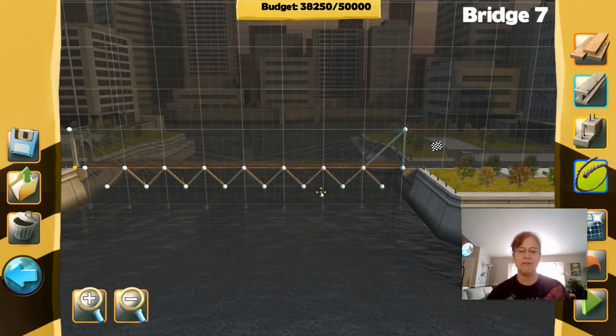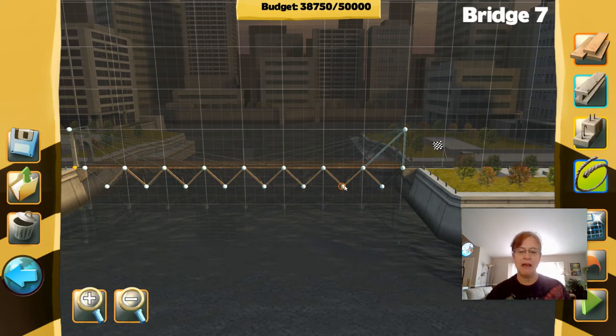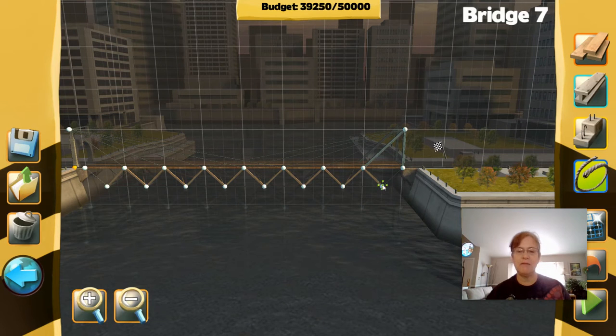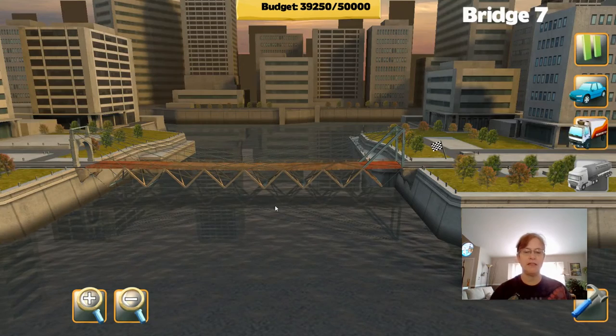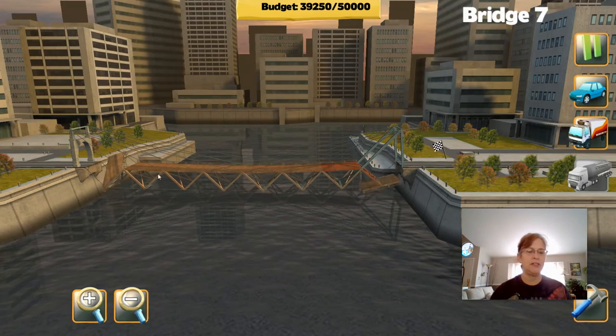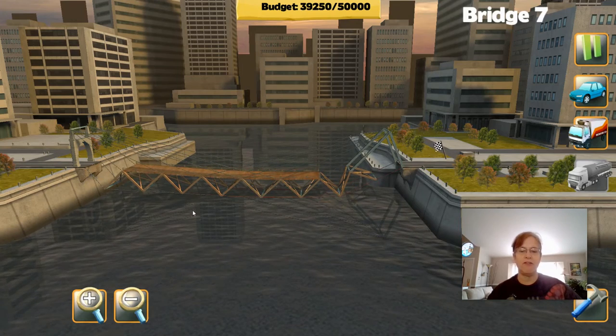Let me get rid of this. I don't like how that is. Let me put a better cable there. And let's see where it breaks first to kind of help us out. Remember, it's going to turn red. So, oh, that broke first. That broke second. And then it just actually stayed there for a minute.